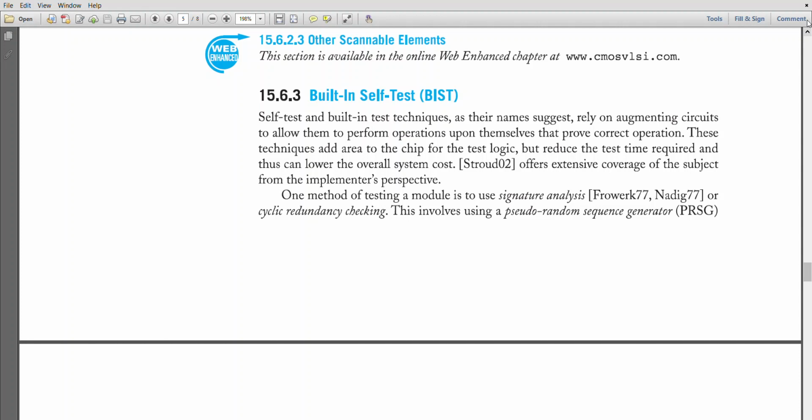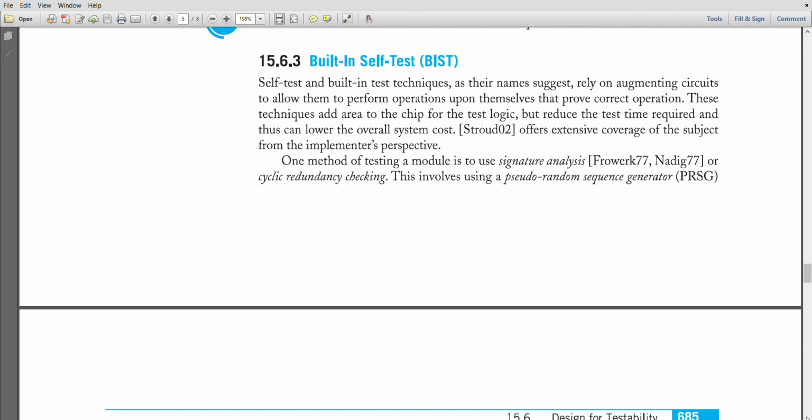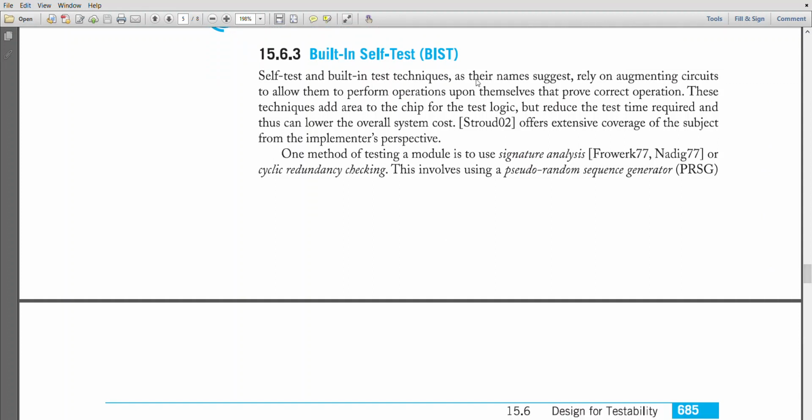Okay, so built-in self-test technique. Self-test and built-in test techniques, as their names suggest, rely on augmenting circuits to allow them to perform operations upon themselves that prove correct operation. These techniques add area to the chip for the test logic but reduce the test time required and thus can lower the overall system cost.